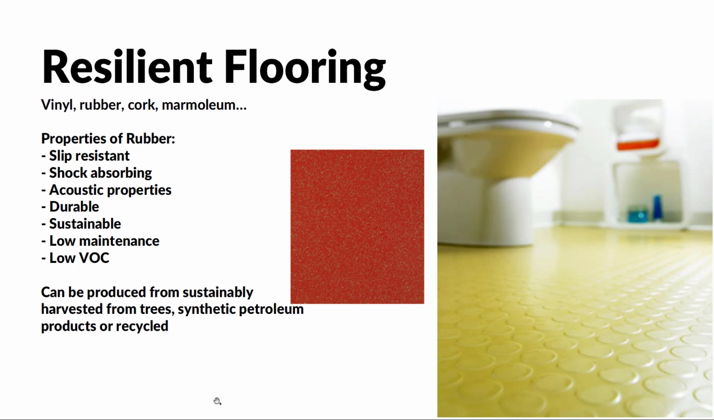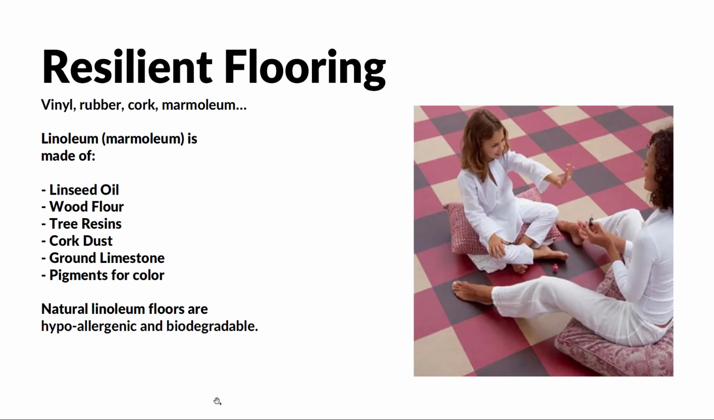Or it can be from synthetic petroleum products or recycled products. Then we also have linoleum or marmoleum. Marmoleum's a brand name. It's very readily available and common. A linoleum product is actually made from linseed oil. It's also comprised of wood flour and some tree resins and cork dust. There's also a little bit of ground limestone in there and then pigments to change the color. So a true natural linoleum floor is hypoallergenic and biodegradable.